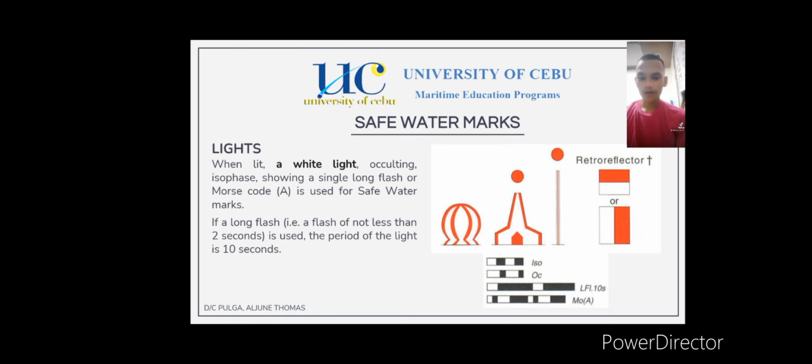Lights. A white light, occulting or showing a single long flash or Morse code A, is used for safe water marks. If a long flash of not less than 2 seconds is used, the period of the light is 10 seconds.